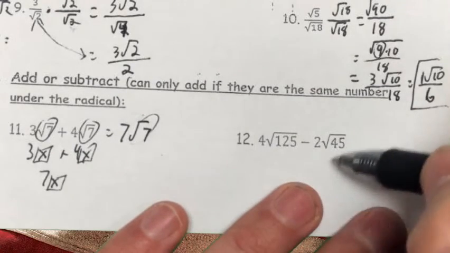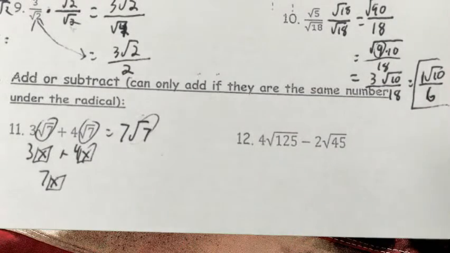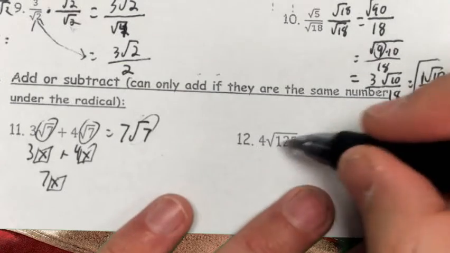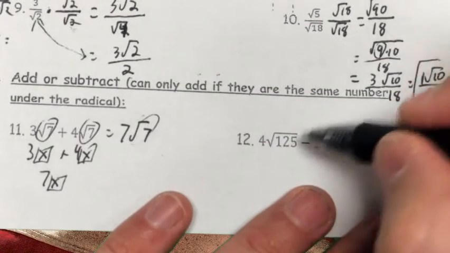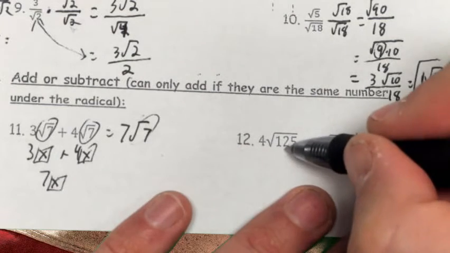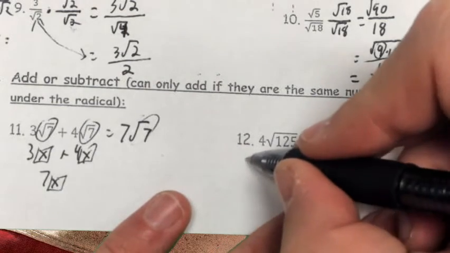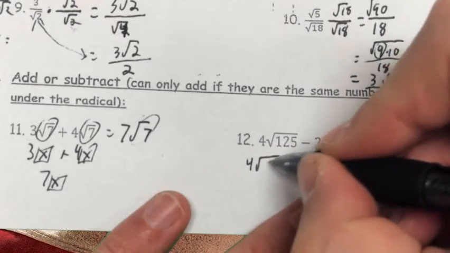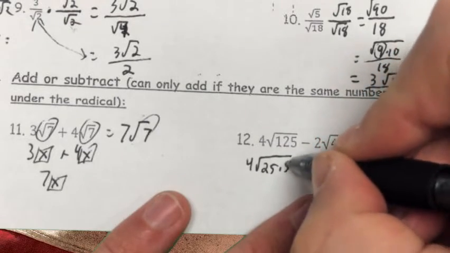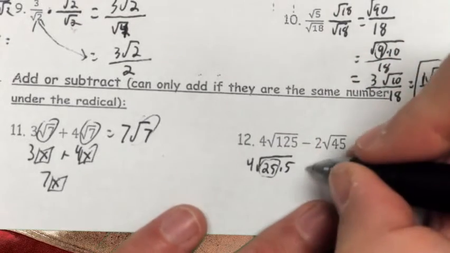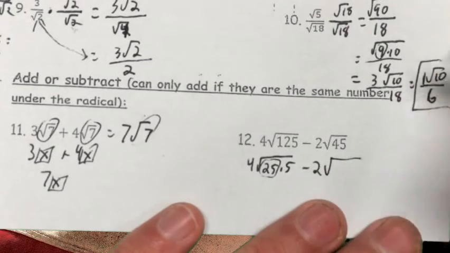Now, if they don't have the same radicand, I can't do anything. But I know how to reduce radicals. So I'm going to reduce both of these. Now 125, I'm going to see 25 on the end, so I know it's going to be divisible by 25. 4 times the square root of 25 times 5, I'm going to go ahead and circle that, minus 2 times the square root of 45.